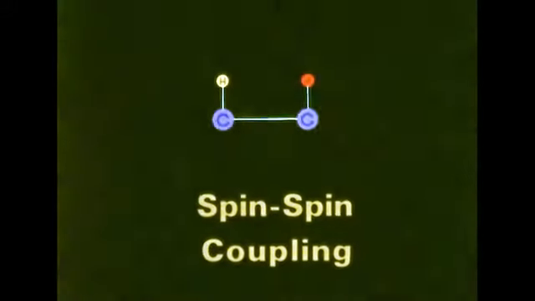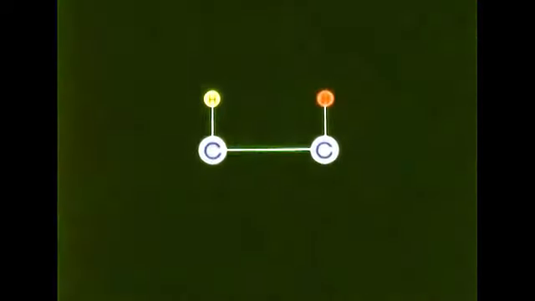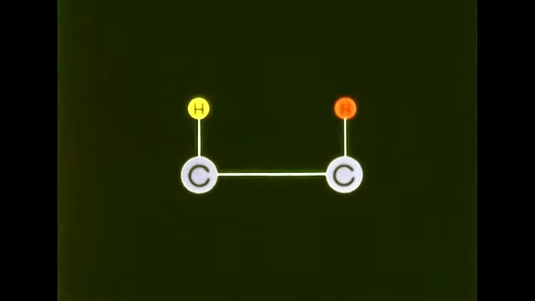We have just seen how the surrounding electrons can change the local magnetic field at a nucleus. Now let's see how the field of one proton can influence a proton on the next carbon atom, a phenomenon called spin-spin coupling or splitting.